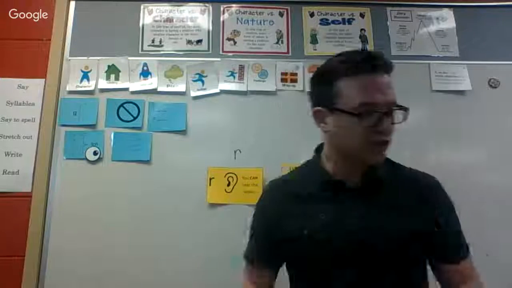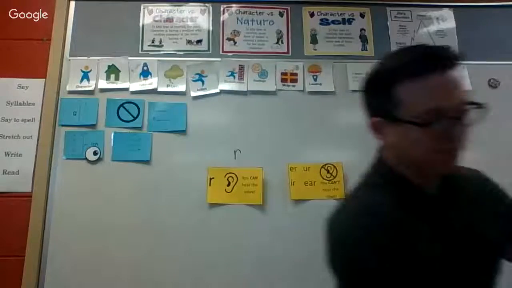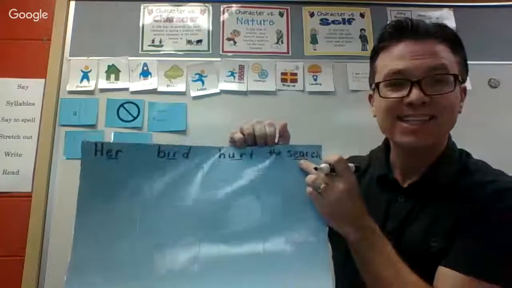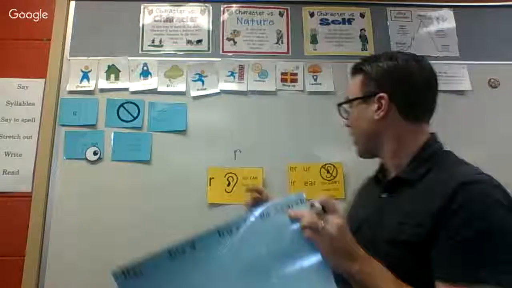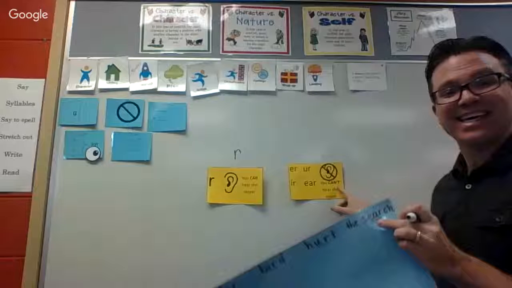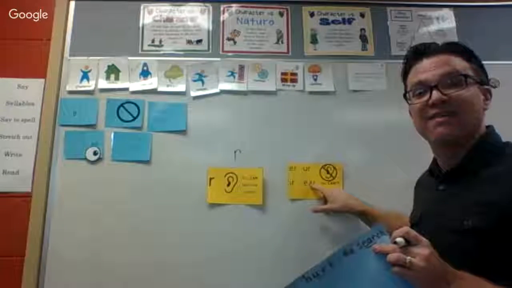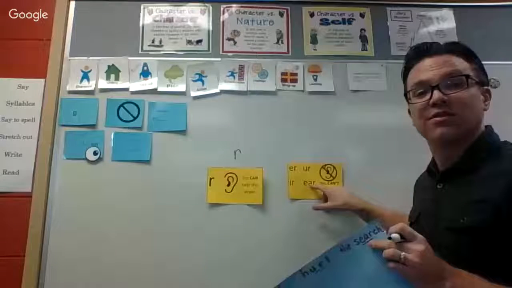Think of the word search. Let me get my blue poster out again. Here's the word search. Look, it's my EAR, right? I can't hear the vowel. Search. There's no vowel sound in there, which means it's going to be one of these R-controlled vowel phonograms. Okay? Does that make sense?